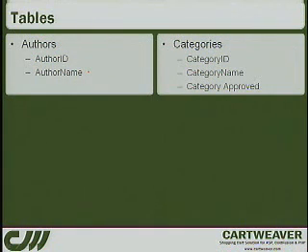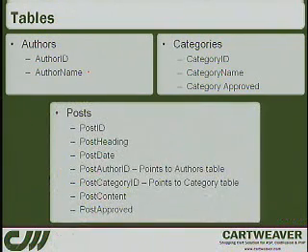And then I have categories. My categories, I want to know the category name. I want to know whether it's an approved category, whether it's actually going to be displayed on the site or not. And then I'm going to have a category ID. And then finally, I have posts.